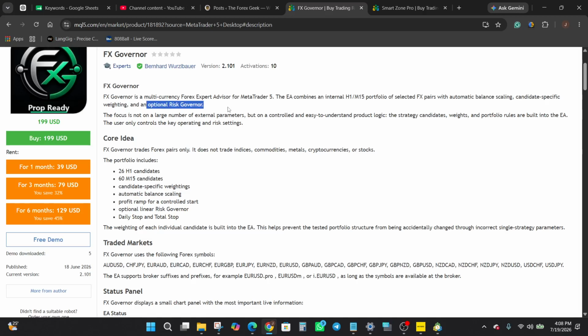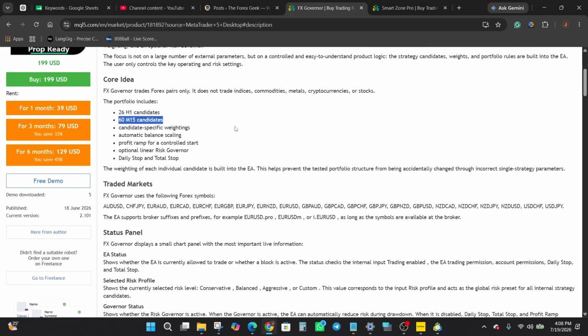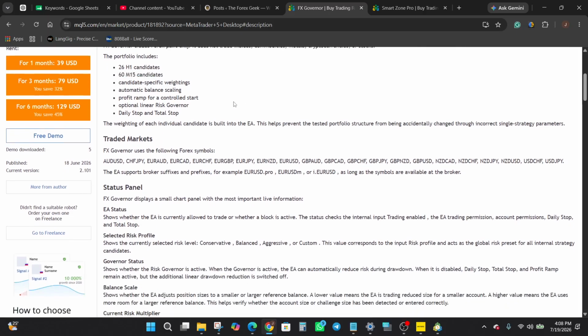Now, moving into the core idea, this trades Forex pairs only, all right, no indices, metals, or crypto. The internal portfolio includes 26 H1 candidates and 60 M15 candidates, each with its own built-in weighting, along with automatic balance scaling, a profit ramp for a controlled start, and daily and total stop limits.